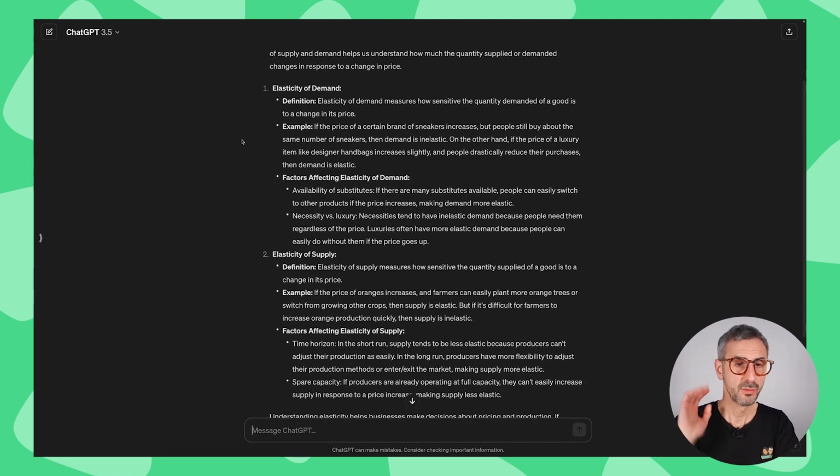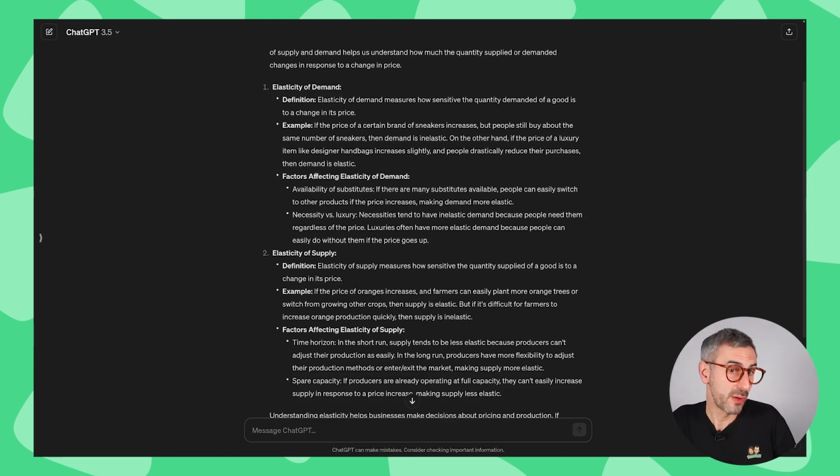Let's have a quick look. First, definition. Elasticity of demand measures how sensitive the quantity demanded of a good is to a change in its price. Example, if the price of a certain brand of sneakers increases, but people still buy about the same number of sneakers, the demand is inelastic. On the other hand, if the price of a luxury item like designer handbags increases slightly and people drastically reduce their purchases, then the demand is elastic. So that is the definition with some examples.